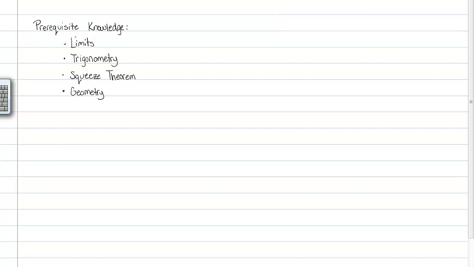Our prerequisite knowledge base is going to be limits, just because we're going to need that, and trigonometry, because we're dealing with trig functions. This is going to have some high level, not super high level trig, but still you have to be very familiar with trigonometry. The squeeze theorem from calculus is going to be used at some point, and then some geometry is going to be required here. Not a major amount of geometry, just some. So let's go into the proof. I'm just excited to start it.